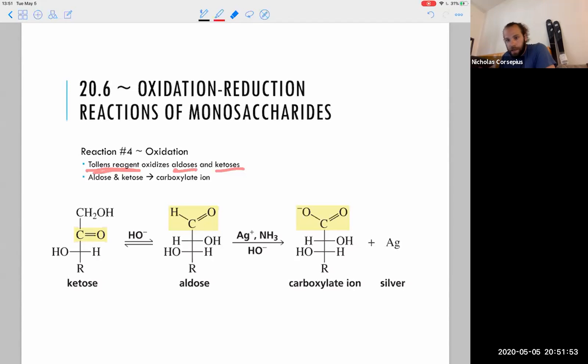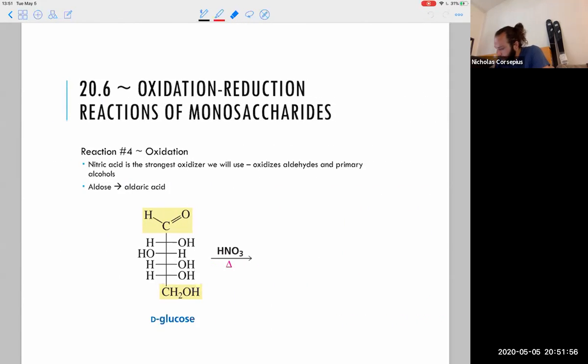All right, we got one more oxidizing agent to talk about here, and this is nitric acid and heat. So nitric acid is the strongest oxidizer that we're going to talk about here. And it can oxidize not only the carbonyl group at the top, whether it's an aldehyde or a ketone, but also the bottom one here. Right? It can also oxidize an alcohol group to a carboxylic acid. So here we would get a dicarboxylic acid.